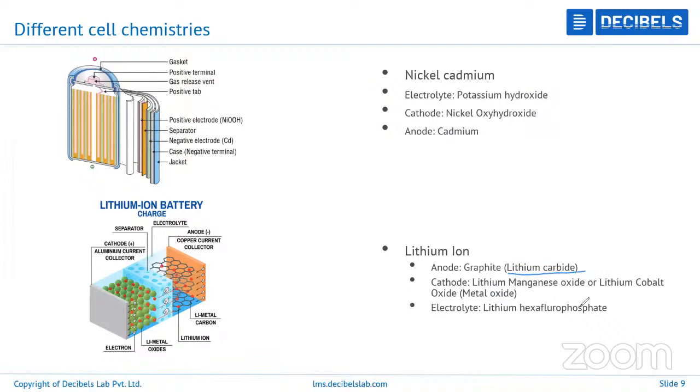And then the cathode will be made out of some sort of a metal oxide with lithium. So some lithium metal oxide. It could be lithium manganese, lithium cobalt, or lithium aluminum, or such types of metal which could give you very good rates of reaction. And then the commonly used electrolyte would be lithium hexafluorophosphate, which is basically given by LiPF6.